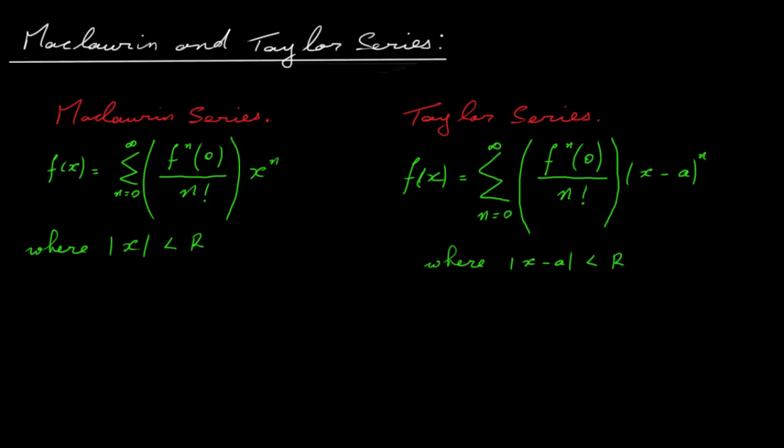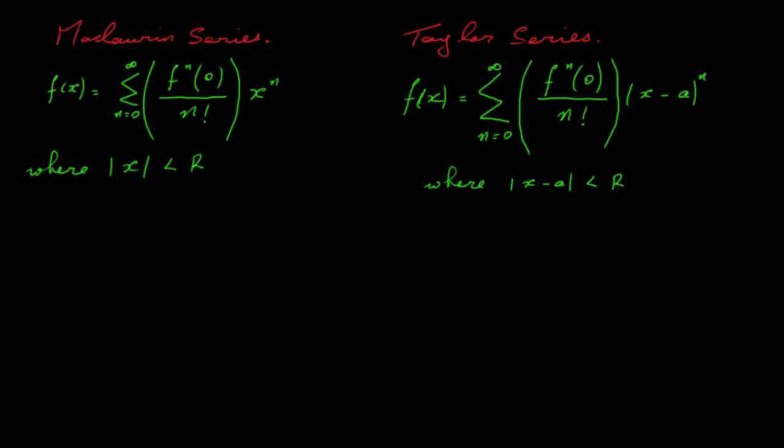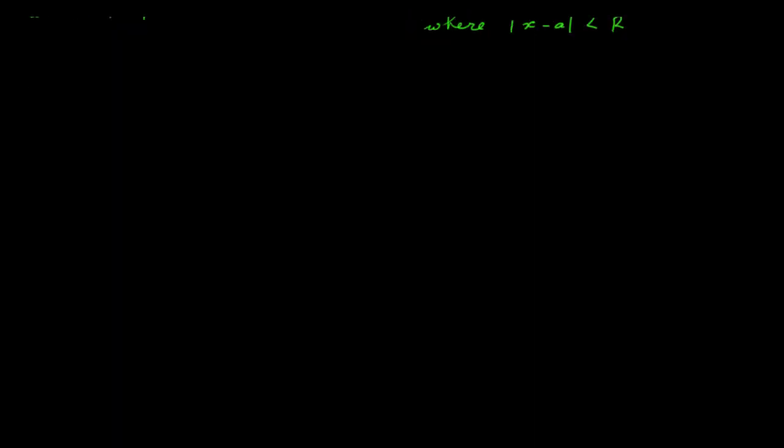So the Maclaurin and Taylor series are both basically the same thing. Like a square, if you like, is a special type of rectangle. The Maclaurin series is a special type of Taylor series. Okay, so when do we actually use them? Let's have a look. Let's say we have a function.